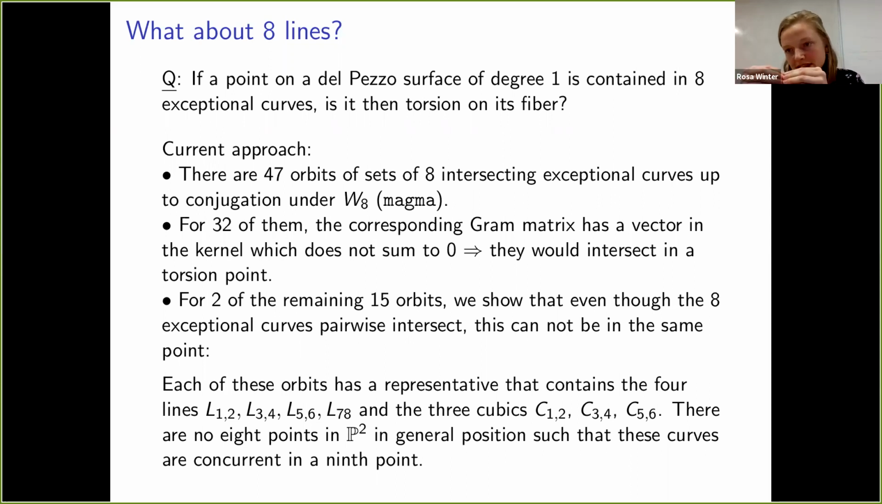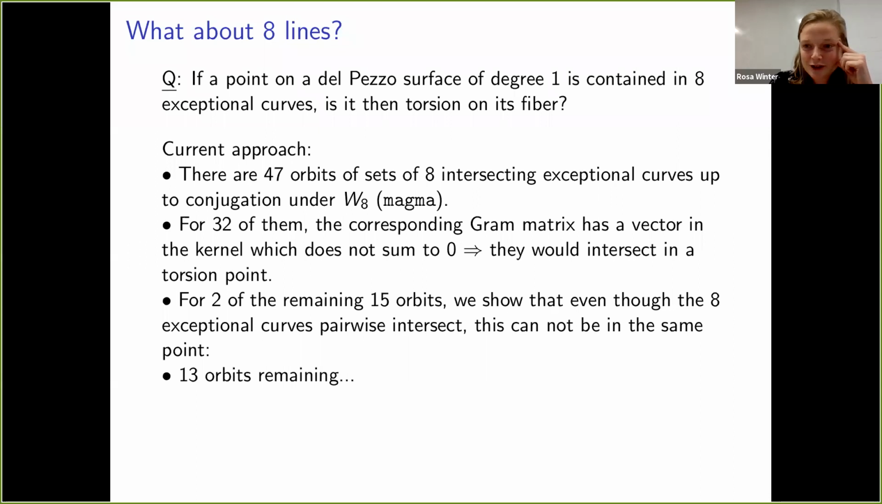So they could all go through the same point, but then you would see that the 8 points are not in general position anymore. And of course, this cannot happen on your Halphen surface. So we eliminated 2 more sets of 8 exceptional curves because they could never go through the same point. But there's 13 orbits remaining.